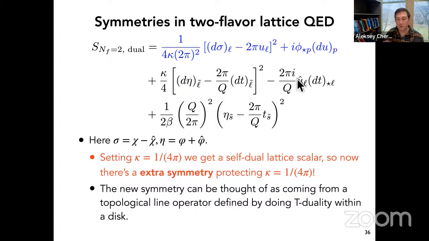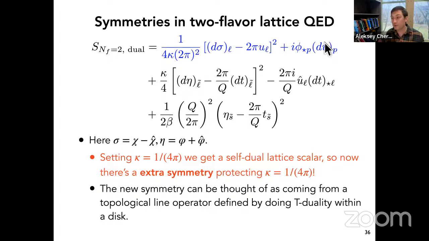If you set kappa to 1 over 4 pi, which is what you should do if you just naively look at what the continuum limit should be, that's the thing that I said is not a good idea in the one flavor case, because it's not protected by any symmetry. If you do it here, what you discover is that the top line in blue becomes a self-dual lattice scalar. It's self-dual under Poisson resummation, basically. That is the lattice version of t-duality.